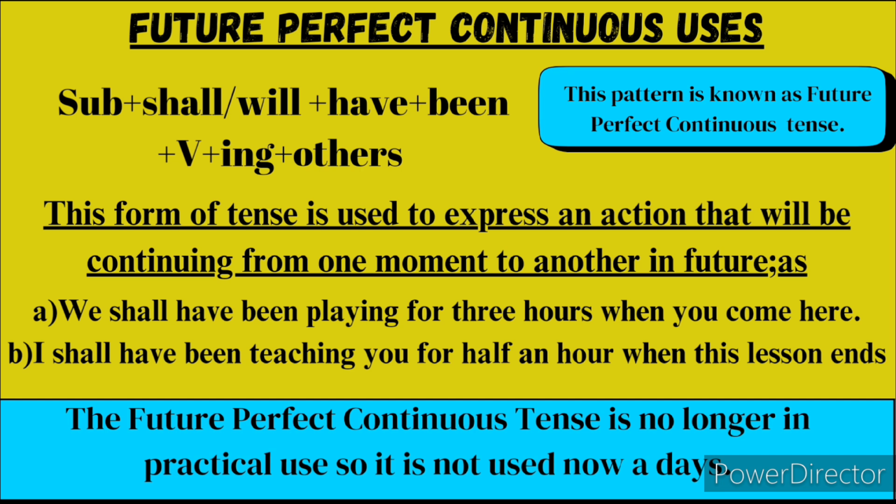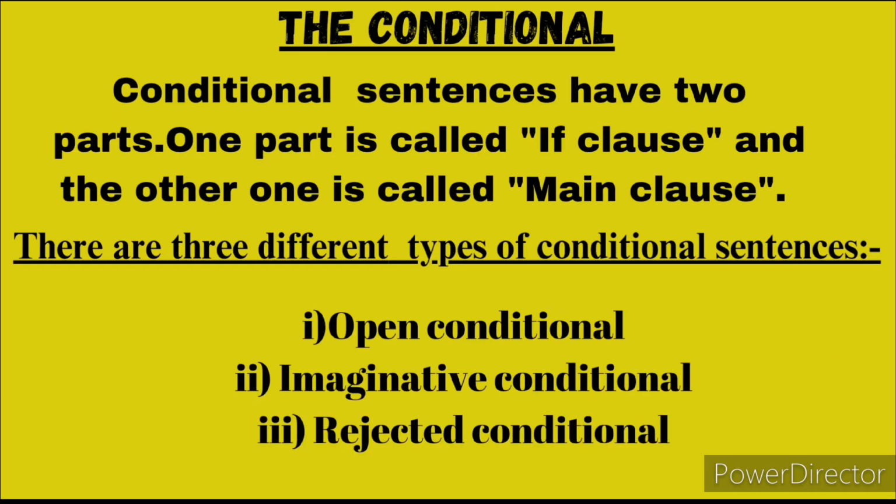Future perfect continuous: subject plus shall, will have plus been plus verb plus ing plus others. This form of tense is used to express an action that will be continuing from one moment to another in the future. The future perfect continuous tense is no longer in practical use, so it is not used nowadays. Still, we see an example: we shall have been going out there.